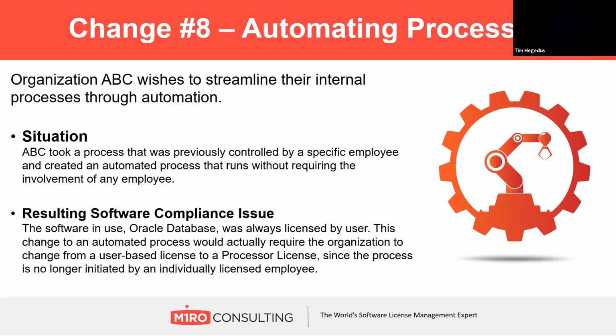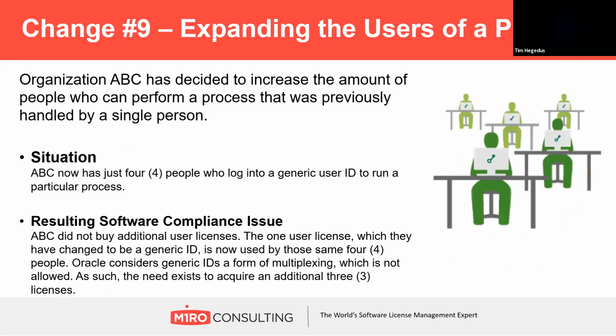Problem. Oracle insists that multiplexing users, which is the case whenever a generic user account is used, that the number of unique users must be measured at the multiplexing front end. Again, that's a direct quote from the Oracle price list. So in this case, there were 4 unique users assigned to this task, meaning that 4 licenses needed to be allocated, and ABC only had 1.